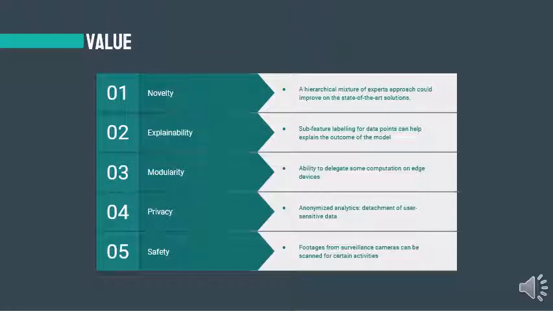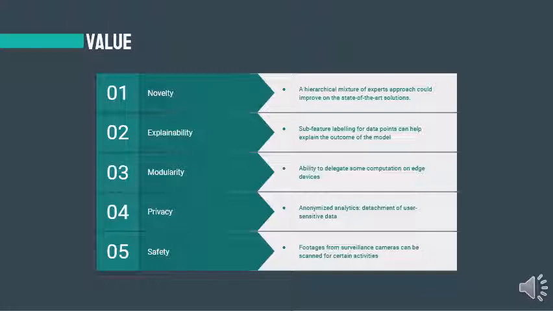So, what's the value of our proposed project, and how does it add to the existing literature? First, this solution could potentially improve on the state-of-the-art solutions on the same dataset. It was not tried before to combine sub-features from domain-specific knowledge for the task of human activity classification. Secondly, explainability is a key distinction between our project and what's in the literature. The solution produces intermediate features that could help explain the prediction of the model rather than having an opaque end-to-end implementation. Which brings us to modularity.